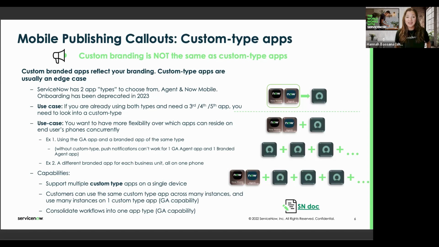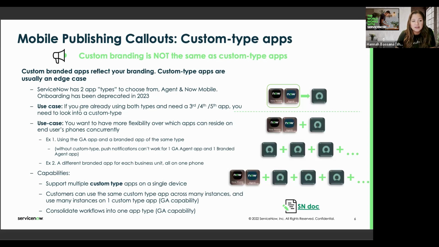And the reason I say that is custom type apps are usually an edge case. Custom branded apps reflect your branding. Custom type apps are usually an edge case. As I said, ServiceNow has 2 app types to choose from, agent and now mobile. As some of you long-term customers might remember, we used to have a 3rd app, onboarding, but that was deprecated in 2023.